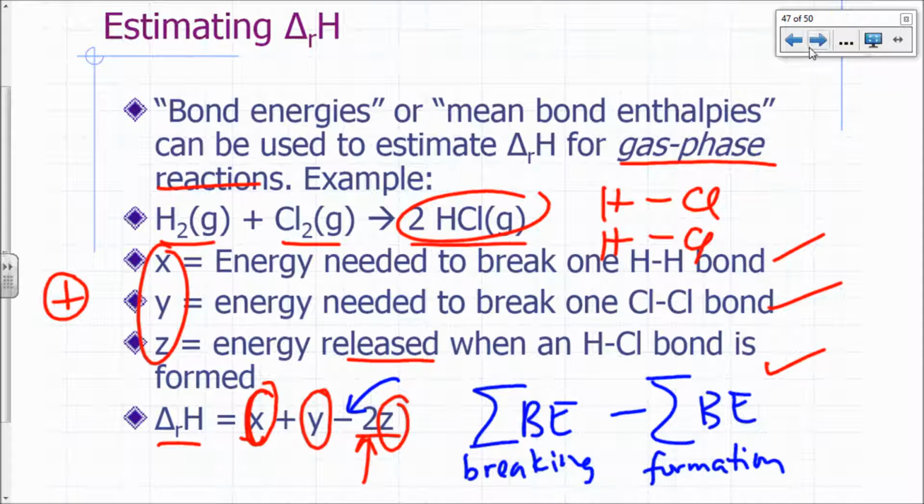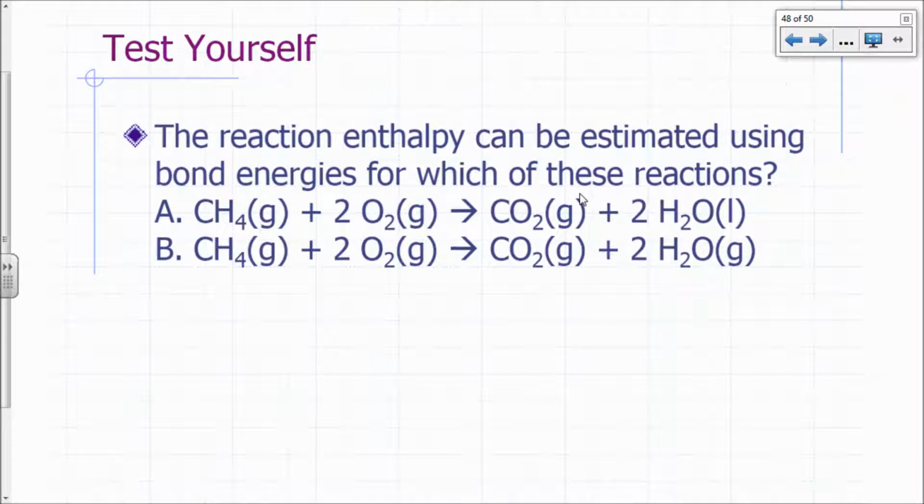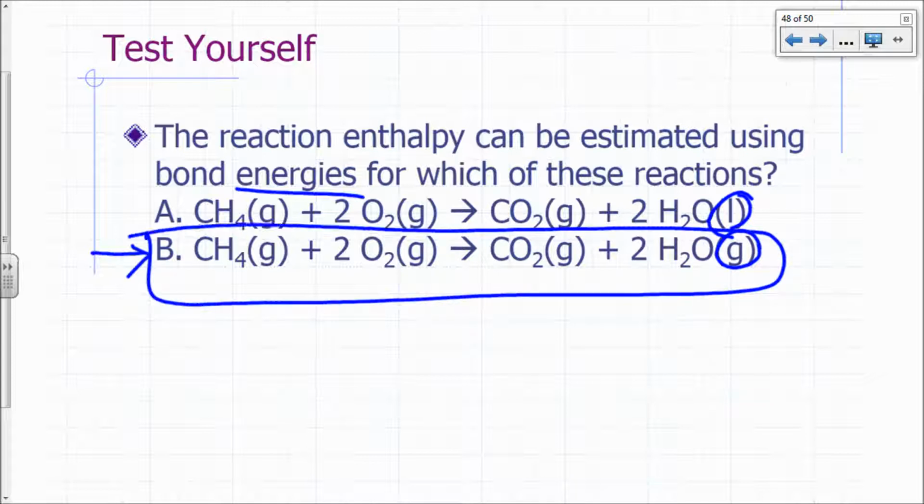So this works really well for gas phase reactions for estimating. So let's look at this. The reaction enthalpy can be estimated using bond energies for which of these reactions, A or B? What's the difference between these two reactions? This one's a liquid and that's a gas. Everything else is the same. So what's the answer? Bond energies, you can only use that to estimate delta H for gas phase reactions. Everything in the gas phase. Okay, so answer is B.